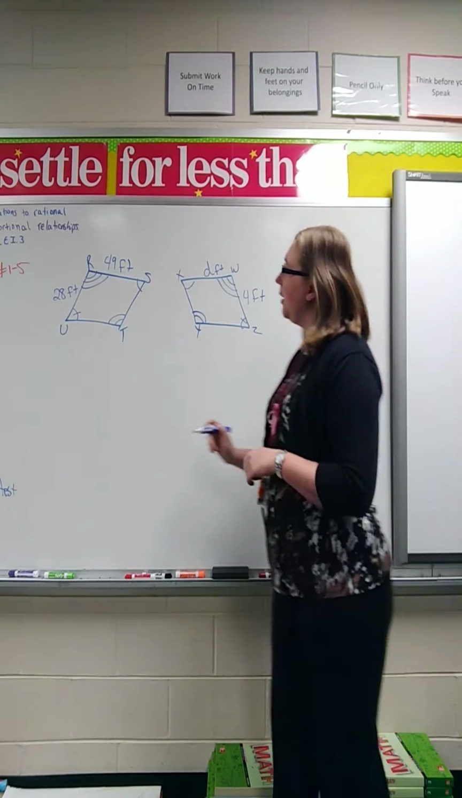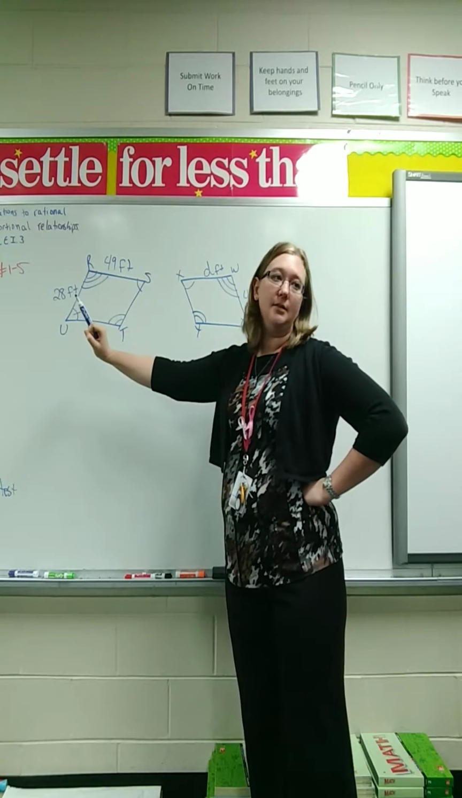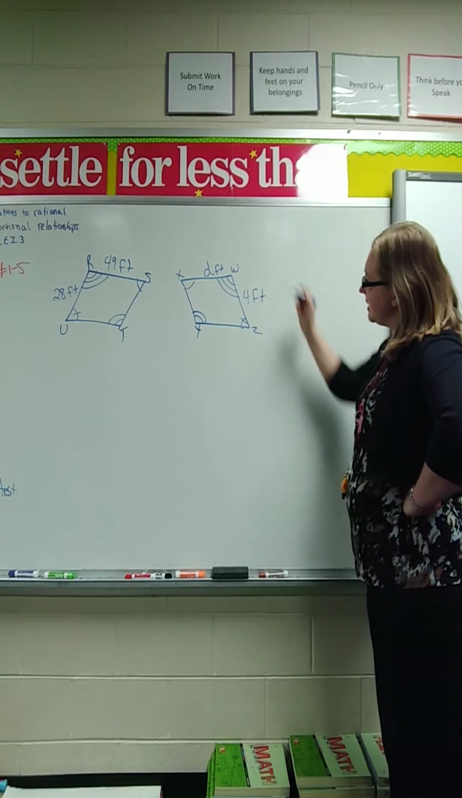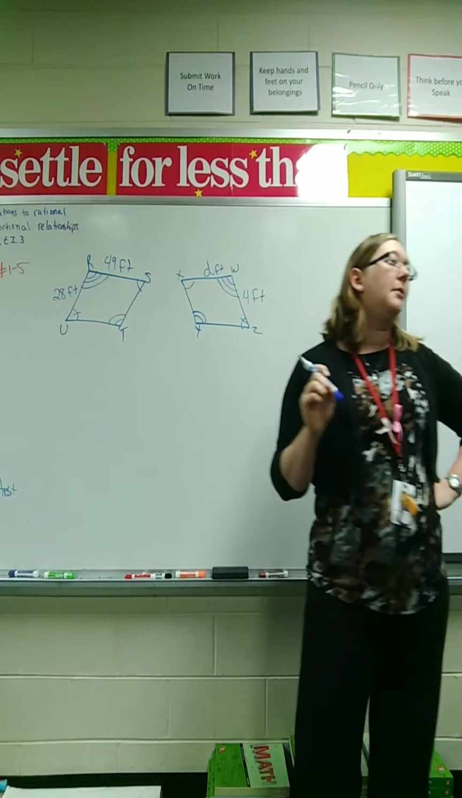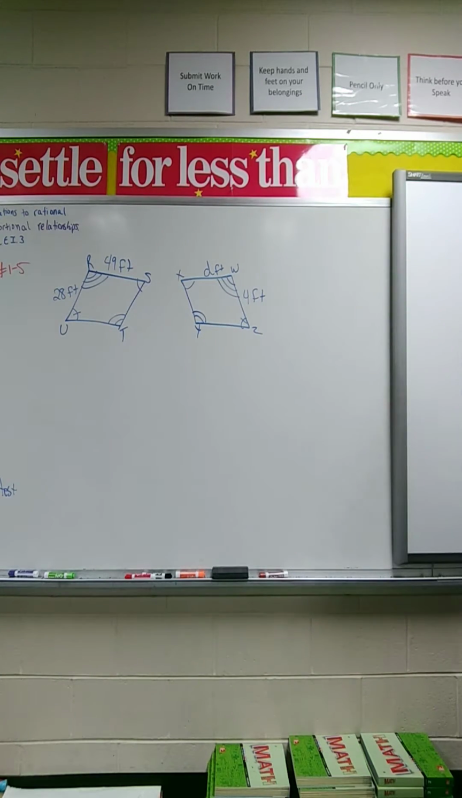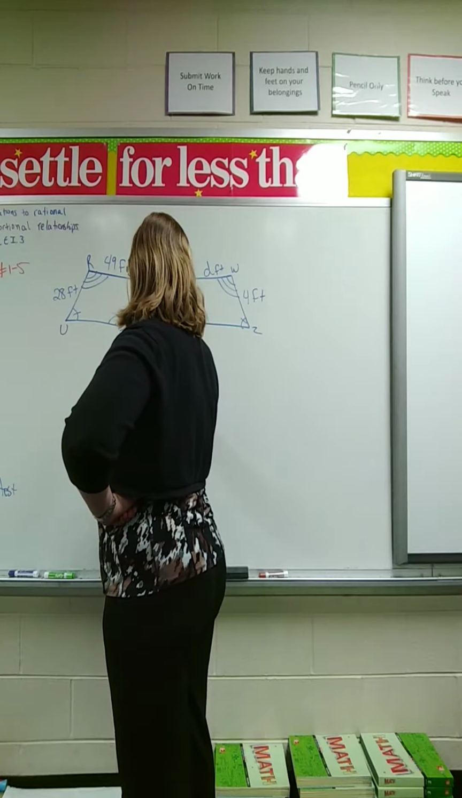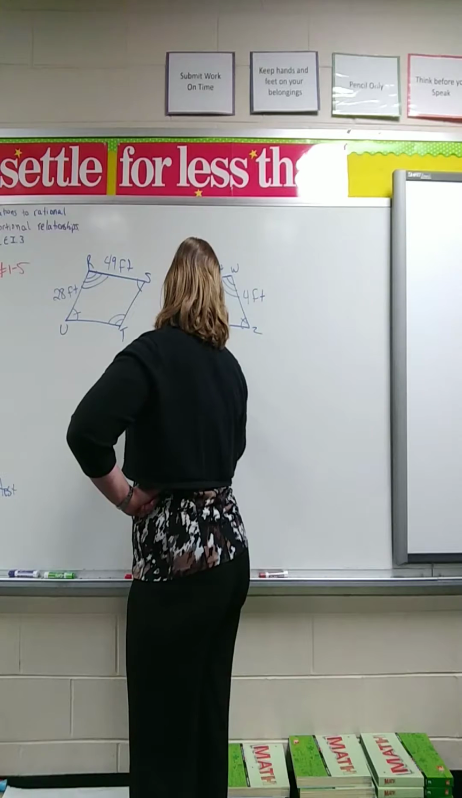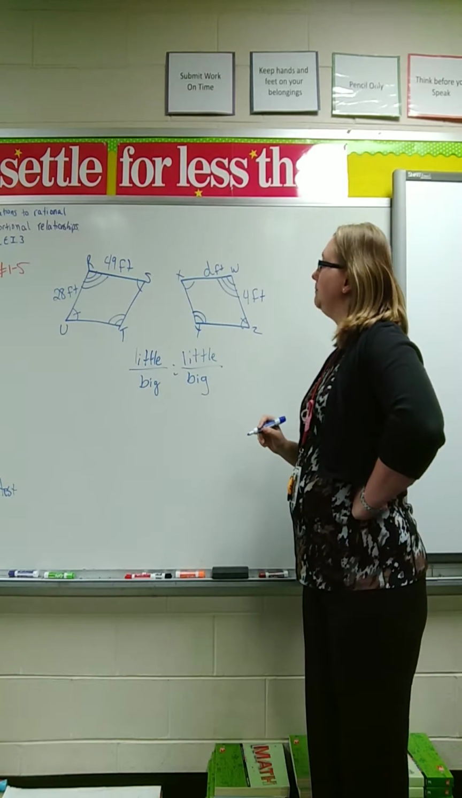So, we know that side length RU is 28 feet. We know that RS is 49 feet. We know that WZ is 4 feet and XW is D feet. What are we solving for? We're solving for D. Alright, so I'm going to set up my proportion as little over big equals little over big.